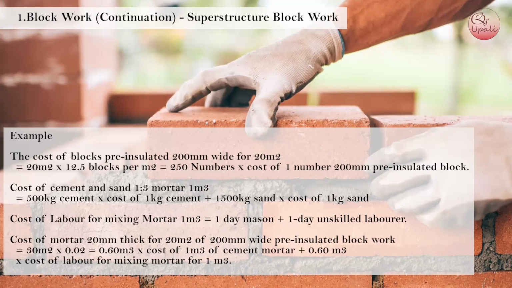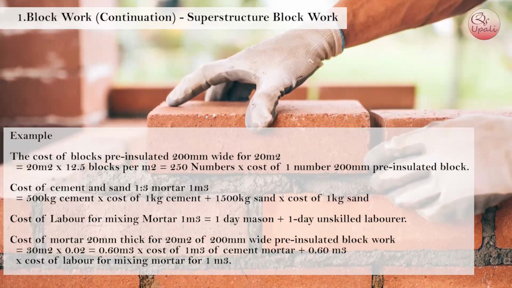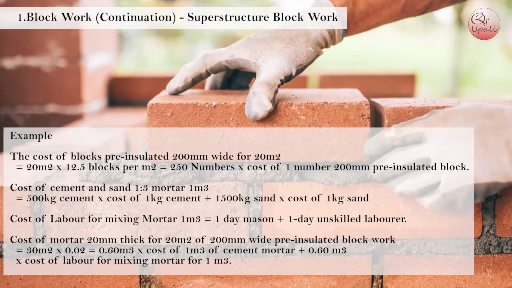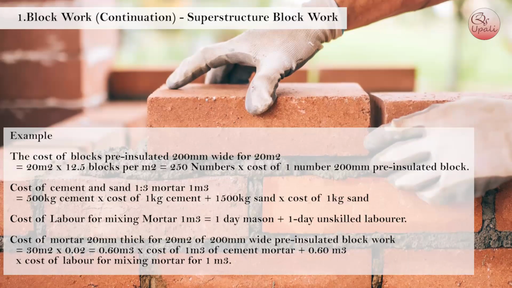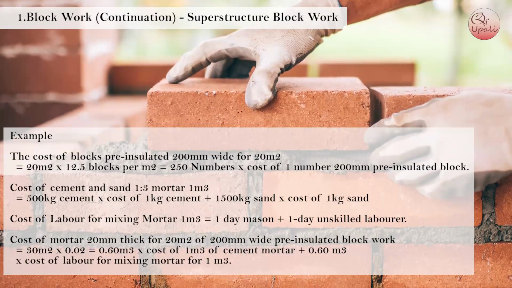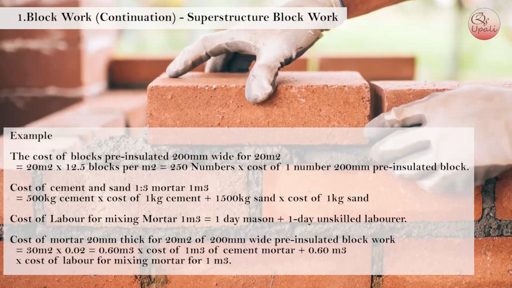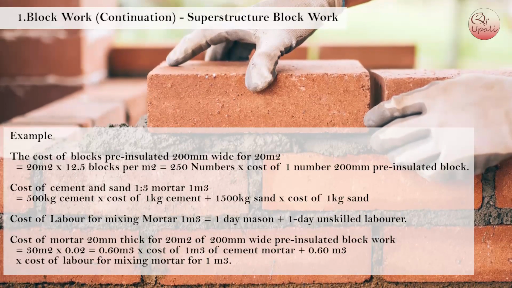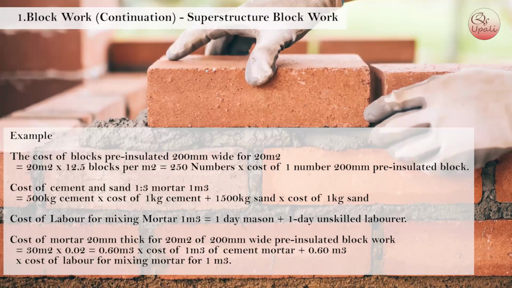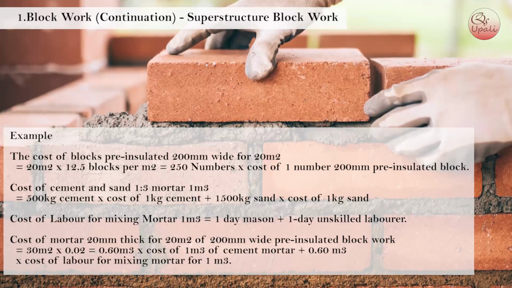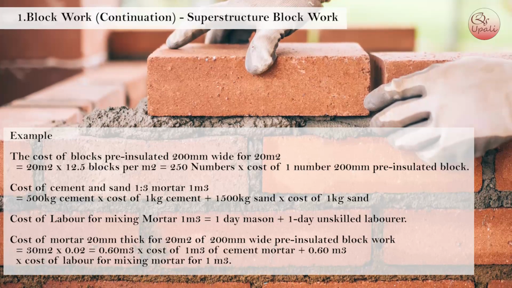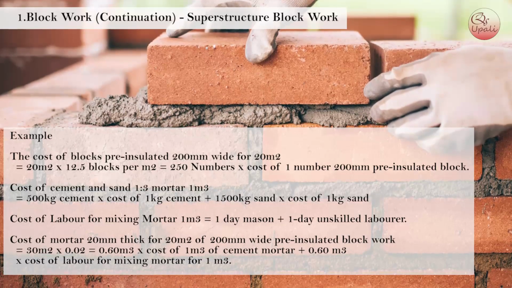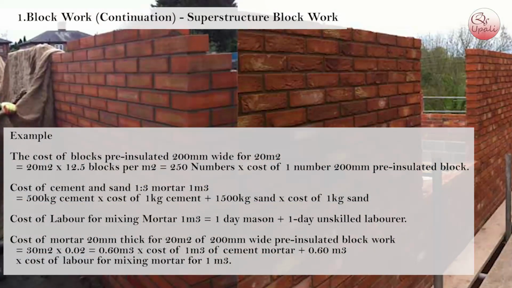Example: the cost of blocks pre-insulated 200 mm wide for 20 m² equals 20 m² into 12.5 blocks per m², equals 250 numbers into cost of one number 200 mm pre-insulated block. Cost of cement and sand 1:3 mortar, 1 m³, equals 500 kg cement into cost of 1 kg cement plus 1500 kg sand into cost of 1 kg sand. Cost of labor for mixing mortar, 1 m³, equals 1 day mason plus 1 day unskilled laborer.